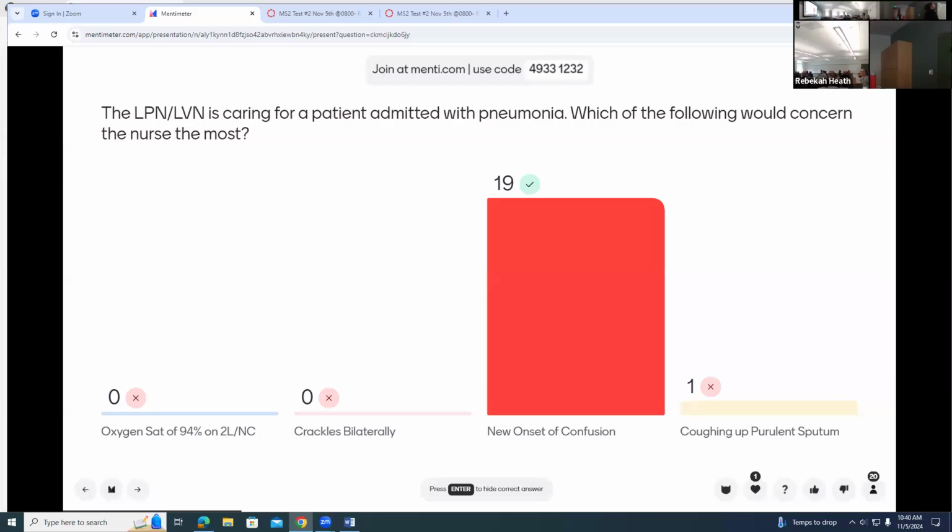Okay. And the answer is new onset confusion. So good job, I think, virulent sputum, that's always a good key word. But we expect there to be some kind of yellowish infection that patients are coughing up. We don't expect confusion, right? New onset confusion, I think they're not, right?